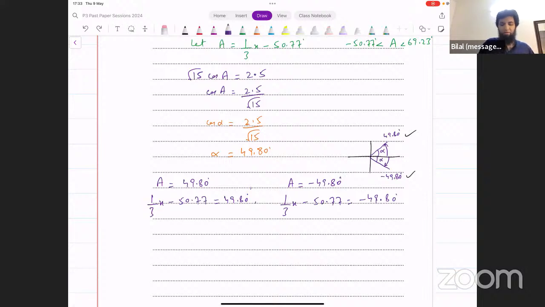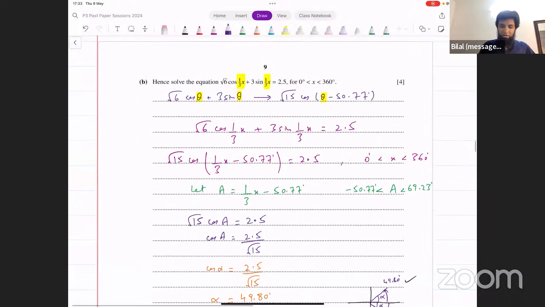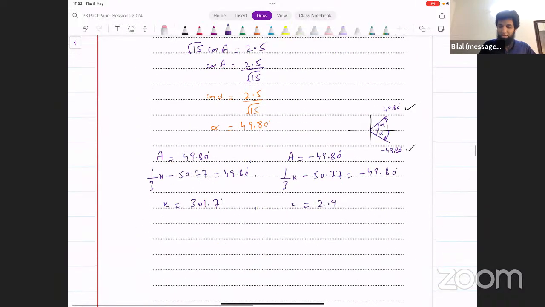Okay. Now you can find the value of x from this. What do you get from the first one? 50.77 plus 49.80 multiplied by 3. And that's giving me 301.7. That's one possible value of x that I'm getting. And then you have 50.77 minus 49.8 multiplied by 3. And that turns out to be 2.91 degrees. You can say that's 2.9 degrees.